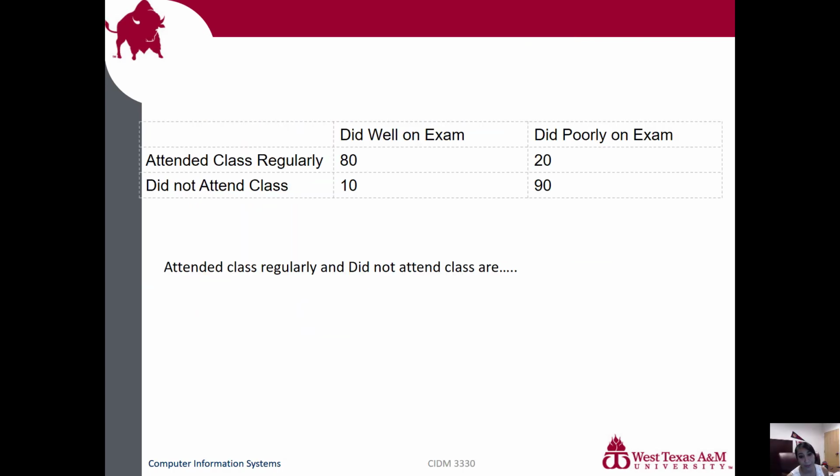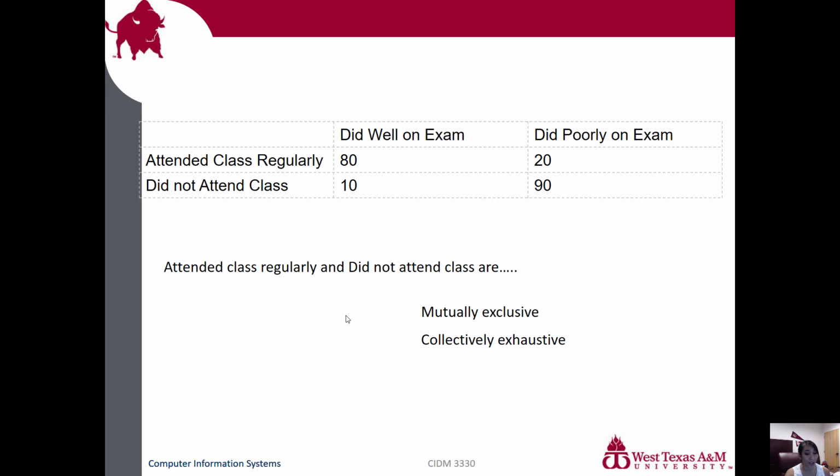So here's another example. If I collected data on students and they either attended class regularly or they did not attend class, and then I looked at their scores, if they did well on the exam or they did poorly on the exam. So the variables of attended class regularly and did not attend class are both mutually exclusive because you cannot be both of these at the same time. You either attended class regularly or you did not attend class.